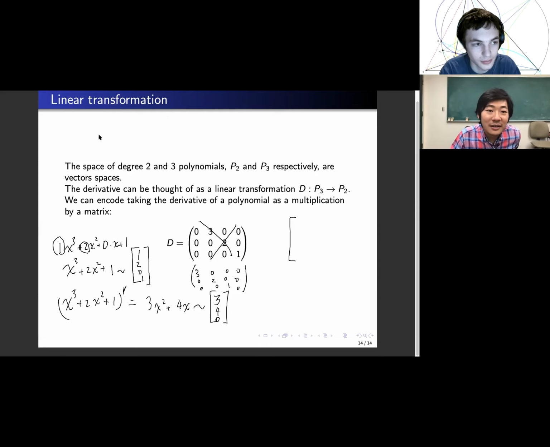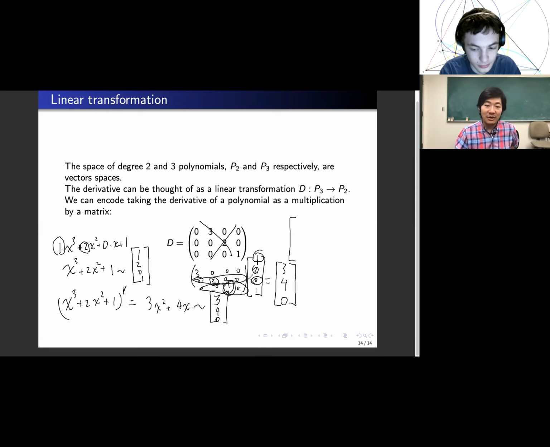So let's do matrix multiplication here with 1, 2, 0, 1. Then the first entry is going to be 3. And then the next is 0 times 1, which is 0. Then 2 times 2 is 4. Then the rest are all zeros, and the only number that would matter is here, but that's a 0 there. So 3, 4, 0. So by matrix multiplication of this matrix with this vector, we showed that this polynomial transforms to this polynomial. So the derivative is a linear transformation between vector spaces of polynomials.